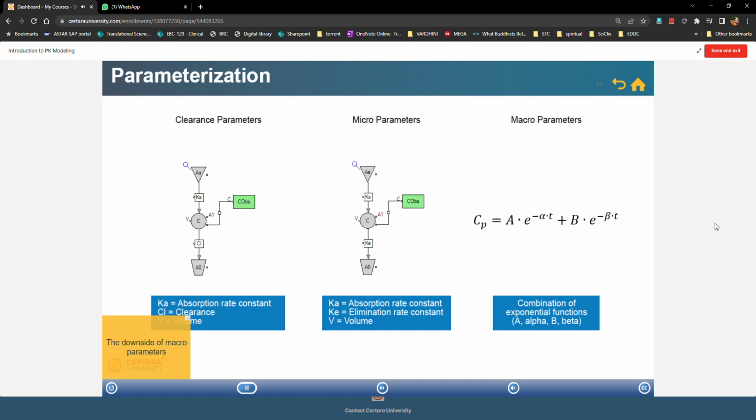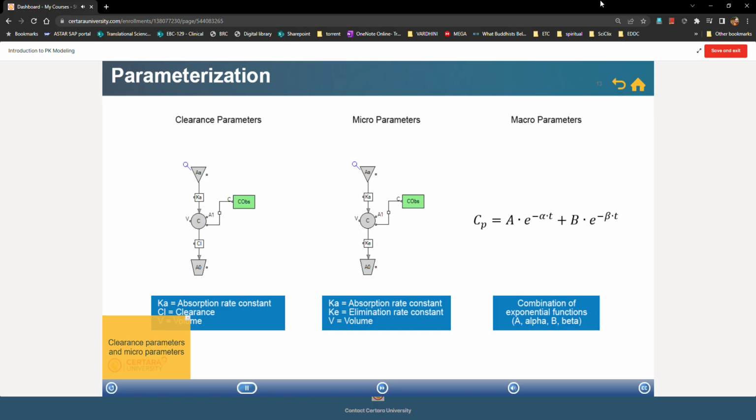The downside of macroparameters is that they are not directly related to physiology. We can obtain volumes and clearances as secondary parameters, but those are one step removed from the modeling. Macroparameters are not used as often as clearance or microparameters, although you may encounter them while working with historical data.